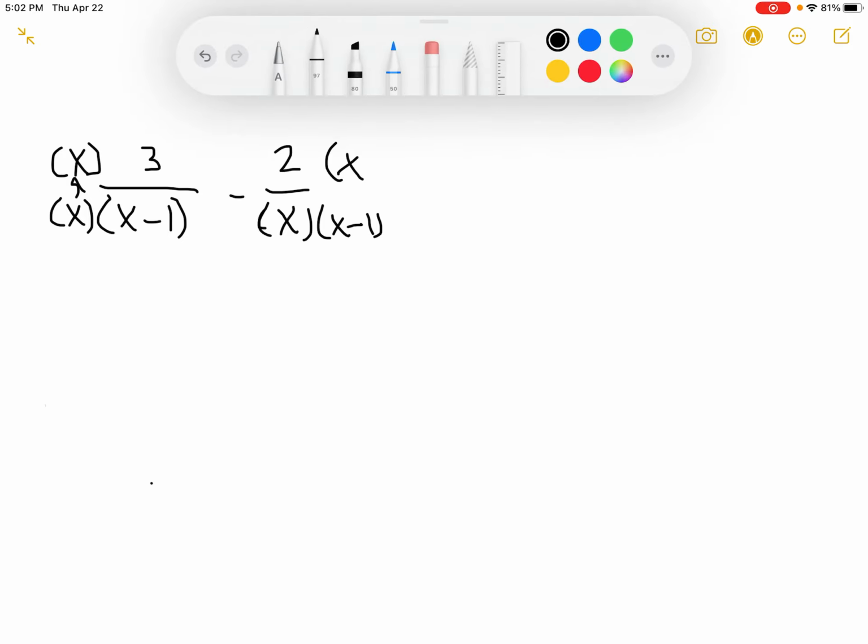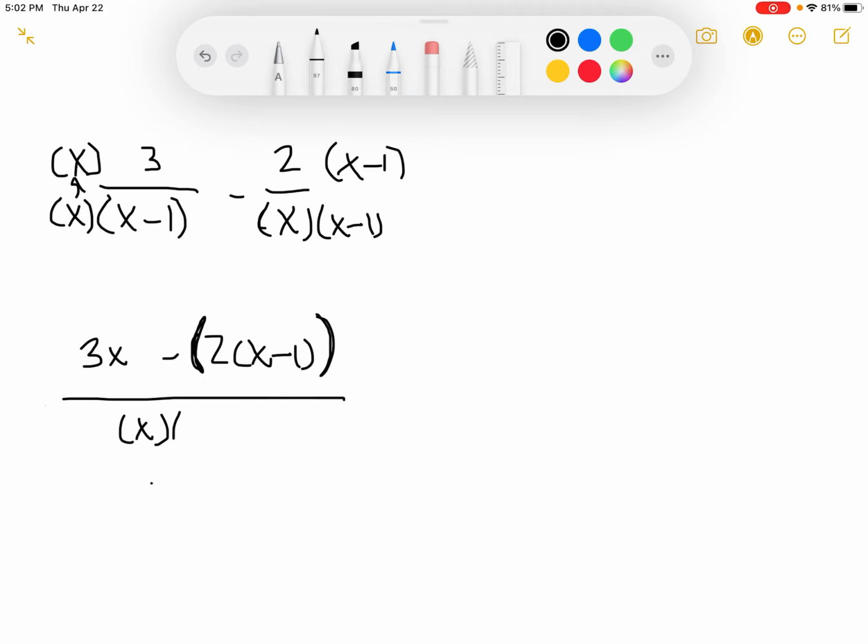And then you have to multiply that by that. Basically, remember, you multiply the numerators by whatever wasn't already there. So, now we have 3x from that. And then minus 2, do parentheses, I'll tell you why in a minute. X minus 1. And then all divided by, what was our common denominator? X times x minus 1.